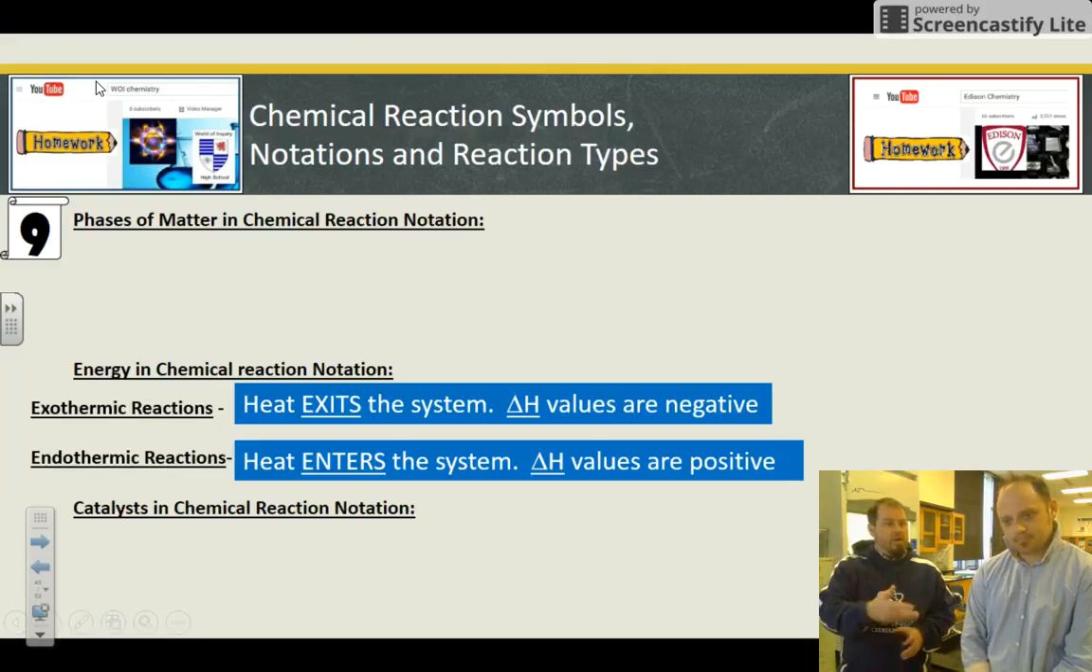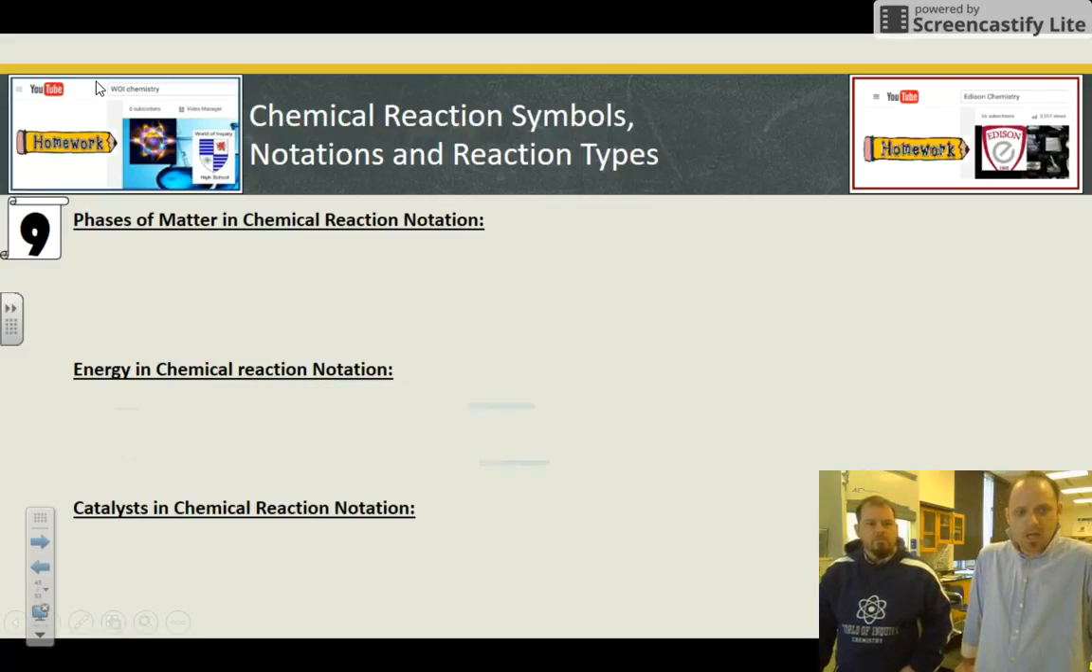Yep. And the way we remember this is the exit, right? Exo is closest to exit. And that's always on the right-hand side, the product side, leaving the reaction. Right.